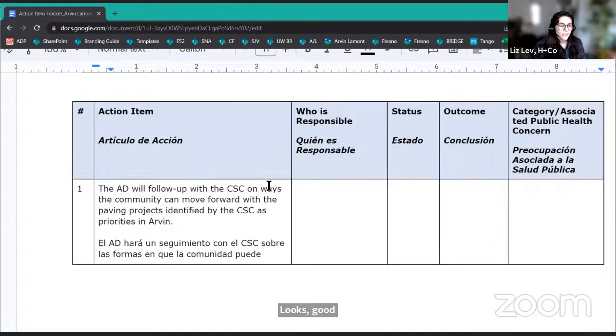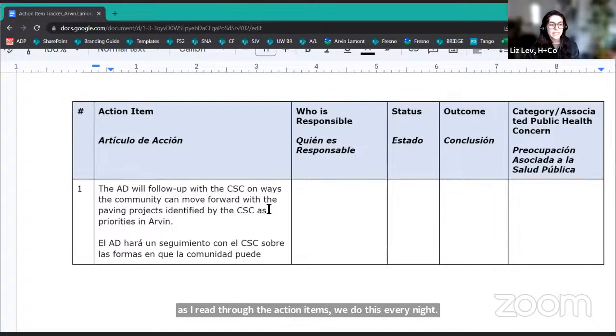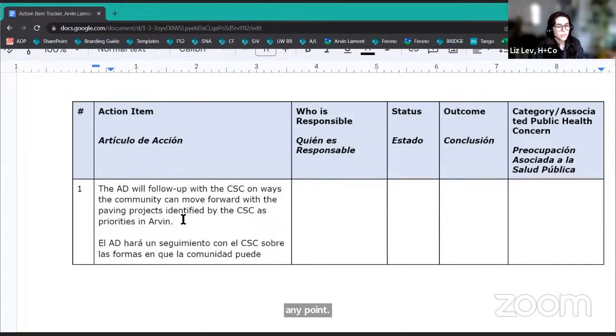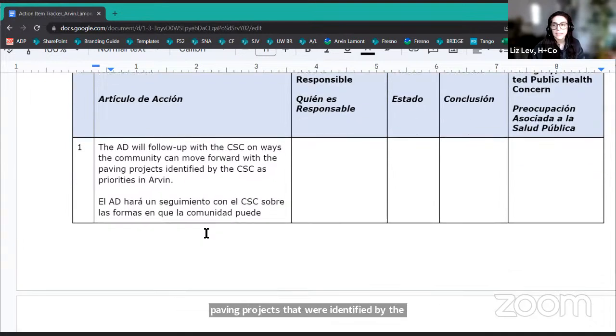So as I read through the action items, we do this every night. We invite members of the CSC to ask any clarifying questions or add any action item that our team might have missed, or provide any suggestions to clarify or modify anything that might have been mischaracterized. So please do feel free to unmute yourself to jump in at any point. The first action item we have is the Air District will follow up with the CSC on ways that the community can move forward with the paving projects that were identified by the CSC as priorities in Arvin.